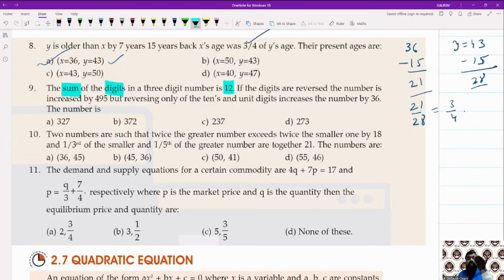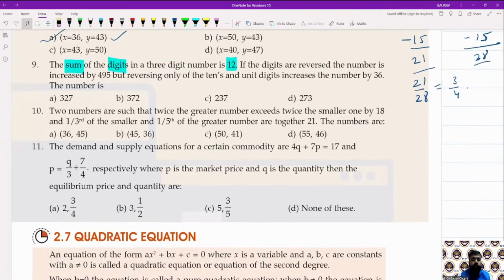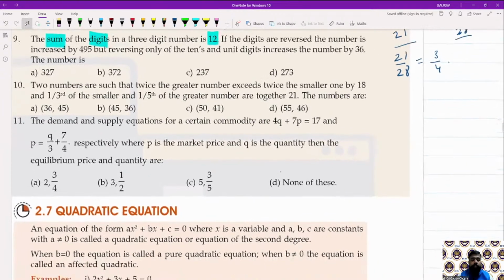Number will increase, but reversing only the tens and units digit increases the number by 36. So if we interchange only the last 2 digits, then the number will increase by 36. So these are the conditions, and now we have to check. So let us check with the first option. Option A is 327.